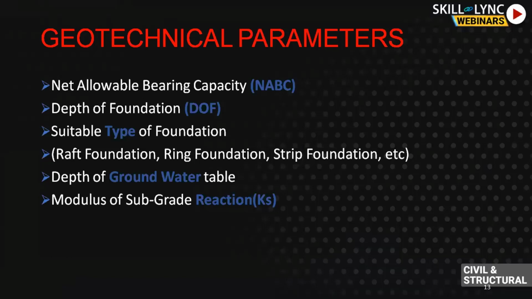Modulus of subgrade reaction is another thing which tells you how the soil will deform under the application of load. This is generally referred from geotechnical reports also. The value is the same, as I told you: 120 for the raft foundation and 90 for the isolated footings.